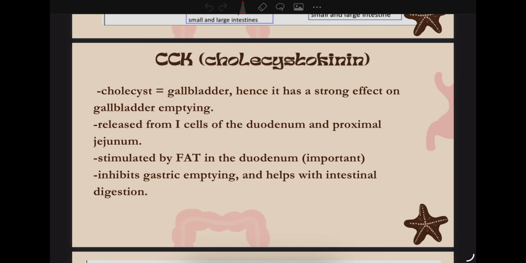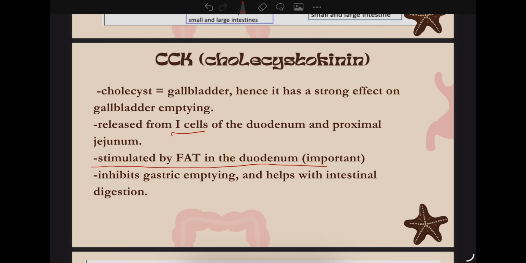But as we said, the first thing that you should ask yourself when you see a hormone is, where is it released from? I cells of the duodenum and proximal jejunum. Second thing, what stimulates it? Fat in the duodenum. Important. Remember, CCK is stimulated by fat in the duodenum. By the way, all of these hormones we will use in lectures 5, 6 and 7. So after lecture 7, inshallah, they will be very easy. I know it might seem a lot now, but inshallah it will be easy later.